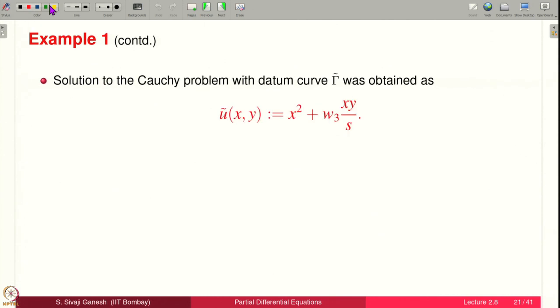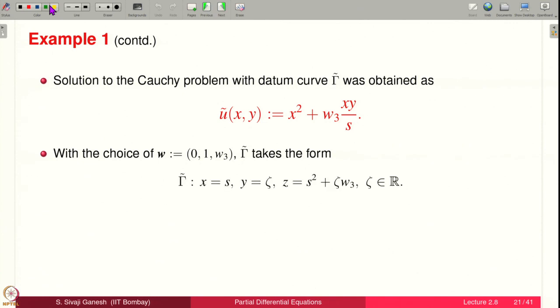The solution to the Cauchy problem with datum curve gamma tilde was obtained as this on the previous slide. u tilde of (x, y) is x square plus W3 x y by s. Please note, this is not one solution, this is infinitely many solutions, because there is an arbitrary W3 in the formula. So, with the choice of W equal to (0, 1, W3), gamma tilde takes the form: we introduced gamma tilde with respect to W1, W2, W3, but we made a choice that W will be (0, 1, W3). Therefore, gamma tilde looks like this, x equal to s, y equal to zeta, z equal to s square plus zeta W3, zeta belongs to real numbers.